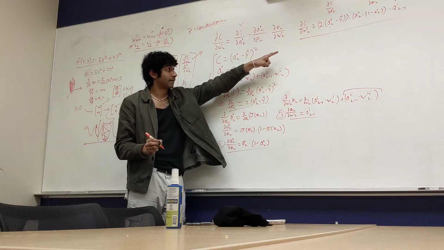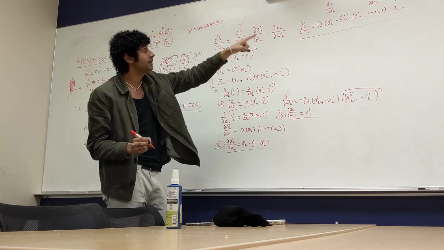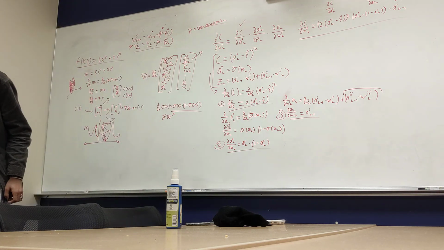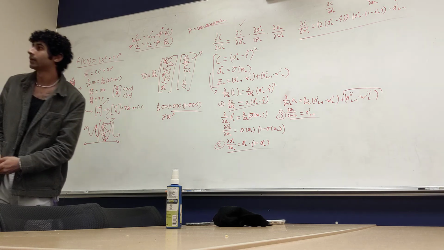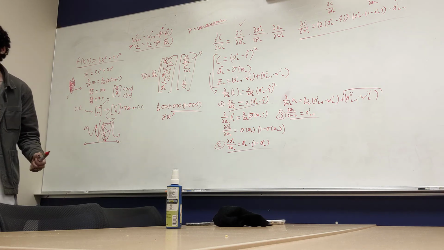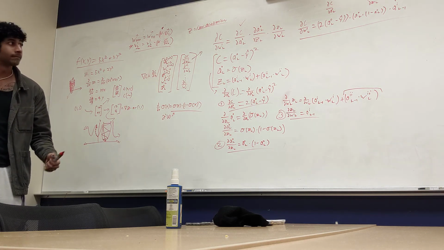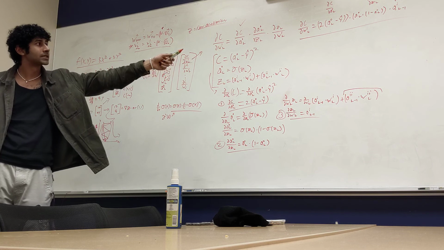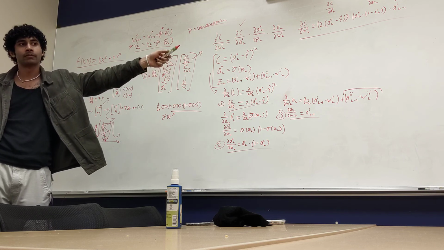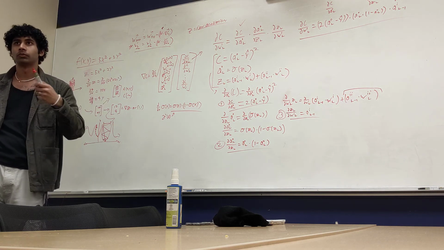Notice how every single variable in that we can find by looking at this space alone. You just need to know something about the neuron, something about the neuron before it, and the weights connecting them. That's it. There's not a single variable in there that requires you to reach back more than one layer. It's nice because you can apply this recursively.